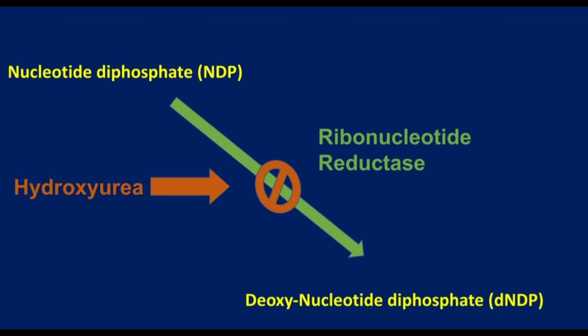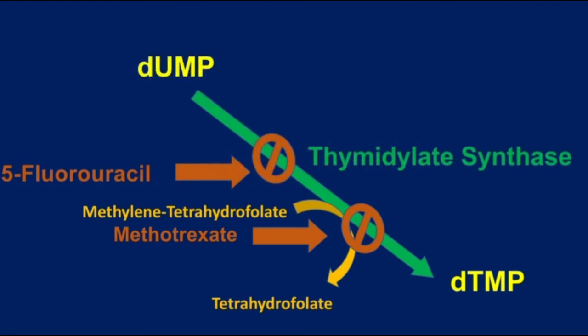In depleting deoxyribonucleotides required for DNA synthesis, hydroxyurea will inhibit cellular growth and cellular division, in both normal and abnormal cells, including the growth of cancer cells. The third target enzyme used in chemotherapy is thymidylate synthase. Thymidylate synthase is required for the synthesis of deoxythymidine from deoxyuridine.